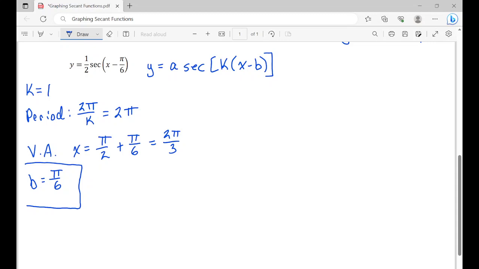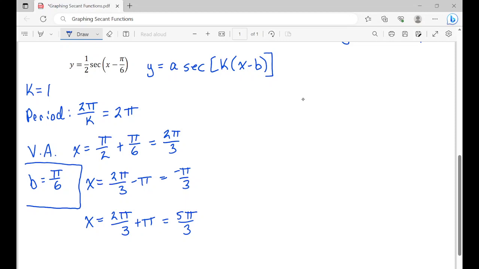So now that I have that asymptote, and I still know the period is 2 pi, I'm going to add pi above this and subtract pi to get below this to get my other two asymptotes. So x is going to equal 2 pi over 3 minus pi, and x is going to equal 2 pi over 3 plus pi. And so when I subtract pi, I'm going to end up getting negative pi over 3. And when I add pi to this, I'm going to get 5 pi over 3. So these are my three asymptotes.